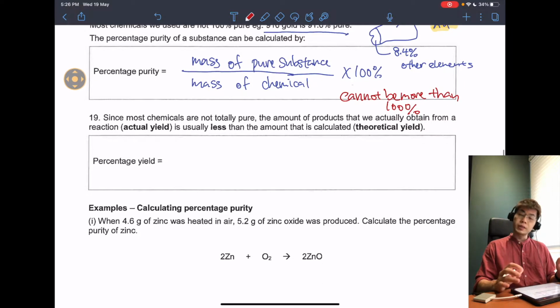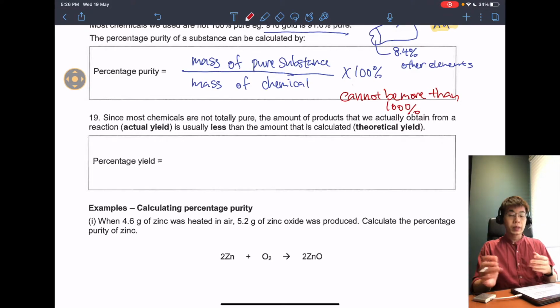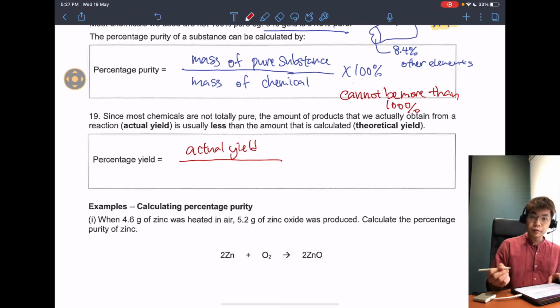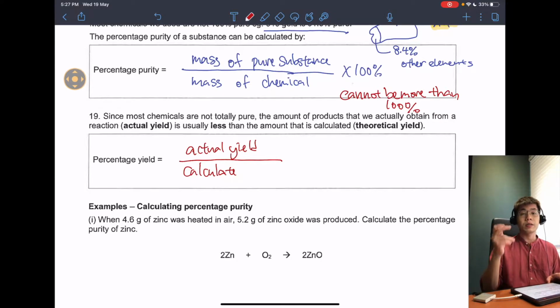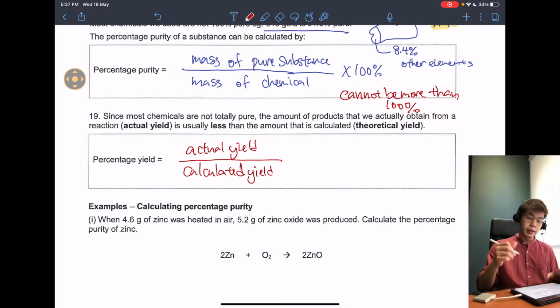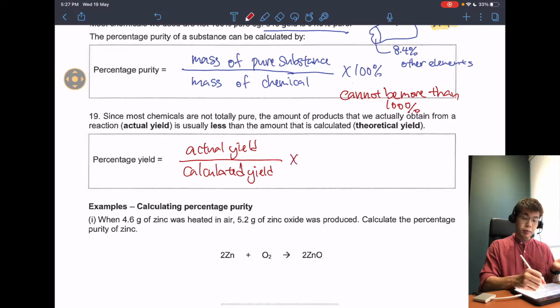Okay, now percentage yield is what we've been talking about in class currently, that not all reactions happen perfectly. Some reactions do not happen completely. So percentage yield is actually actual yield, which is what you get in real life, divided by the calculated yield. As I told you, a balanced chemical equation is the perfect scenario. So the calculated yield is in the perfect world. That is how much I should get. The actual yield is what I actually managed to get.